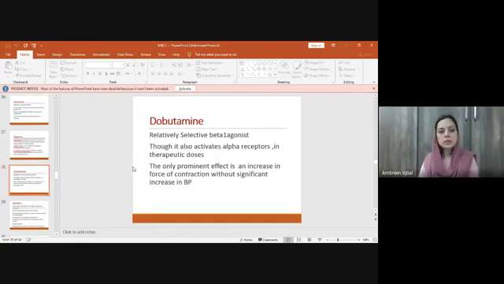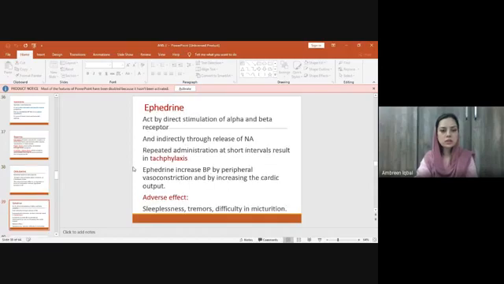Then we have dobutamine. Dobutamine is a relatively selective beta-1 agonist. When I say beta-1, you come to understand we are going to discuss the heart, because beta-1 receptors are mainly present on the heart. Though it also activates the alpha receptor, in therapeutic doses the only prominent action is that it increases the force of contraction of the heart without significant other effect.